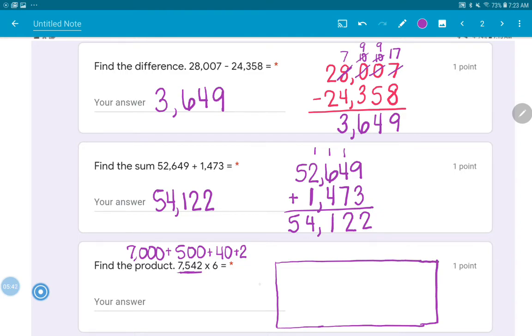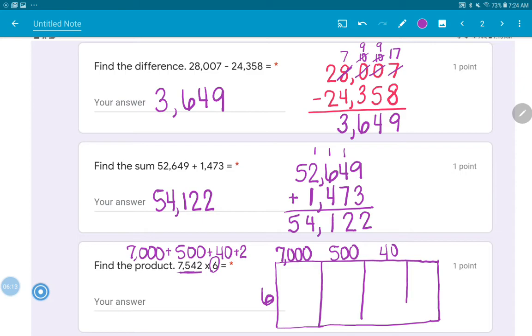I'm just drawing a rectangle. My small side is 6, and my long side is going to have a value of 7,542, and I'm going to use the expanded form. So I've got 7,000, 500, 40, and 2. If I add all those parts together, I will get 7,542.